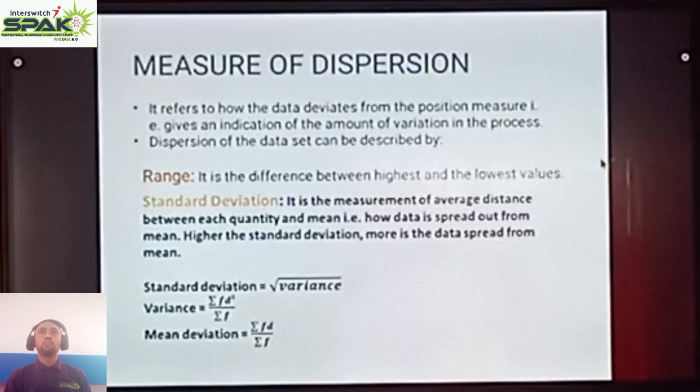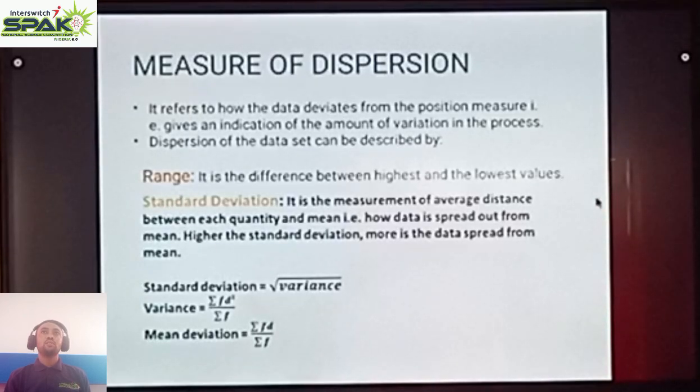So we'll now go to measures of dispersion. Measure of dispersion refers to how the data deviates from the position measure. That is, it gives an indication of the amount of variation in the process. The dispersion of a data set can be described by, to measure dispersion, 1, range. Range is the difference between the highest and the lowest values. That is range. And 2, standard deviation.